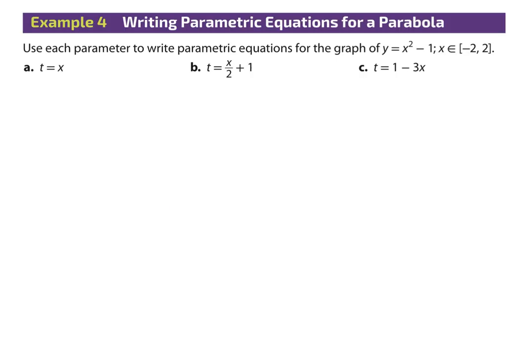So it says use each parameter to write a parametric equation for the graph y equals x squared minus 1. Think of this as going back the other direction. So we eliminated our parameters on example 2. They've actually given me the function y equals x squared minus 1, which is obviously a parabola. Hopefully you recognize that. And then they've given me time parameters to then go back in and write it as an equation that way, including your x and t's here.